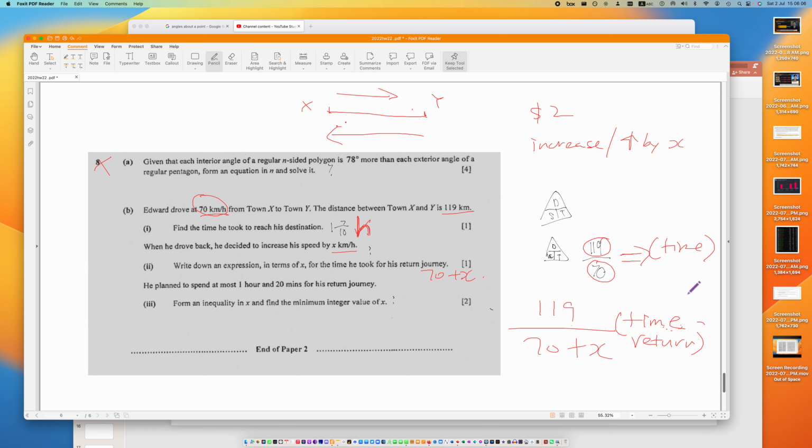This one is original speed. This is increased speed. So when you increase the speed, time will be shorter or longer? Shorter, right? So that means which one is bigger, the time? So you agree that time return is shorter. So which one is bigger? Time 1 is bigger or time return is bigger?